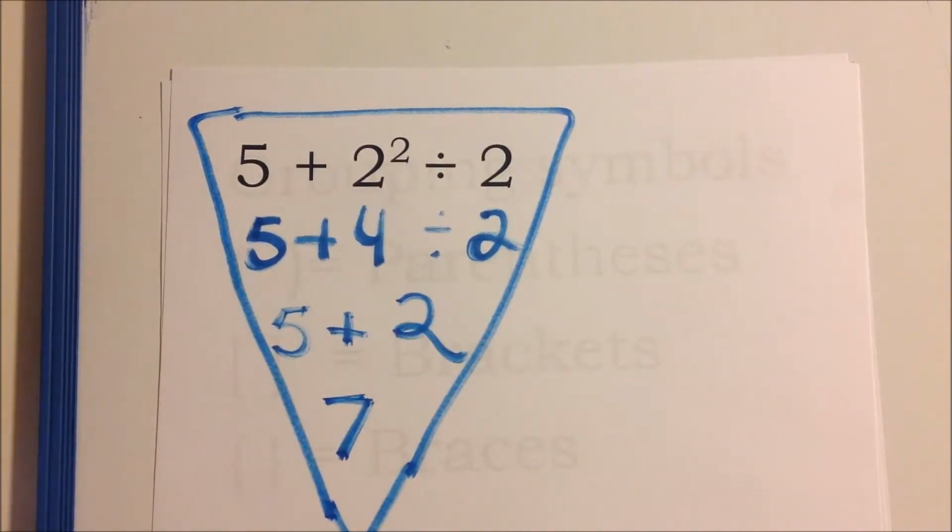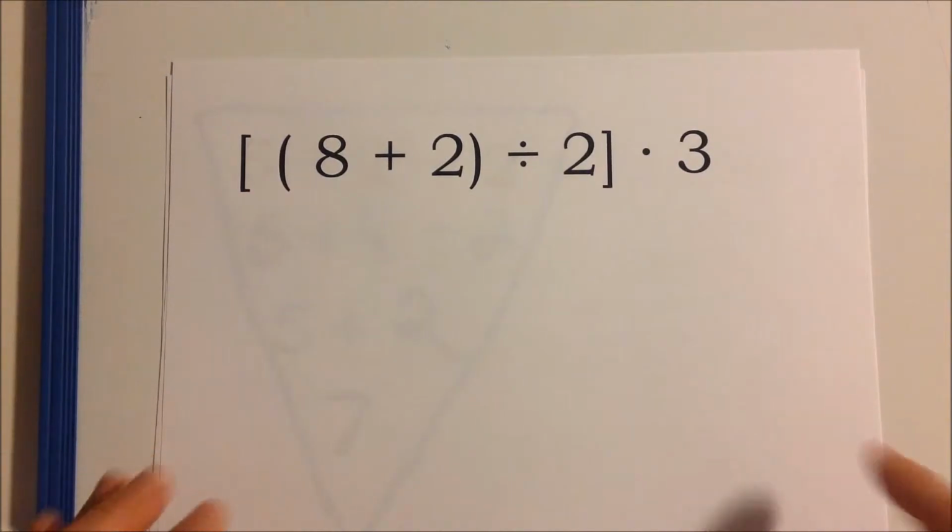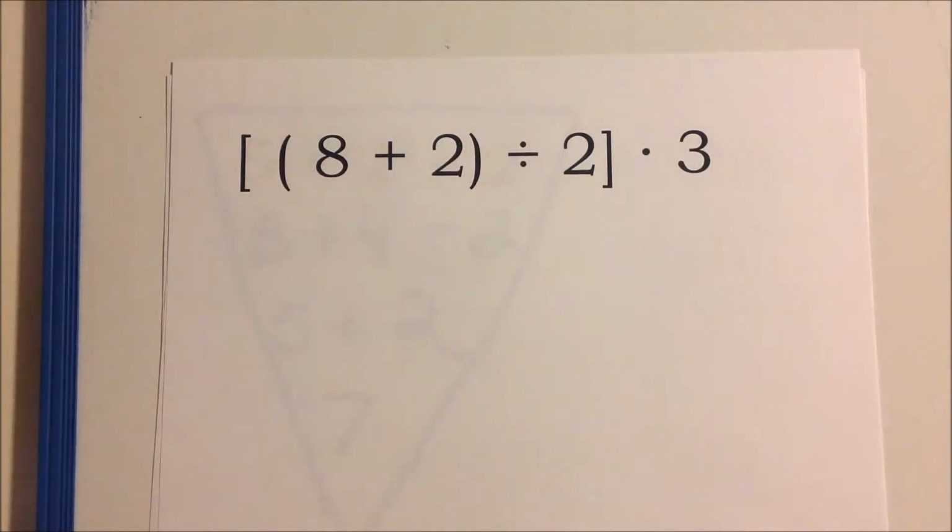Okay, here's one with brackets. Now when you see brackets, you want to do everything within the brackets first. And inside the brackets, you want to do again any grouping symbols first. So we want to do the grouping symbols first before we do anything else. So see if you can do this problem.